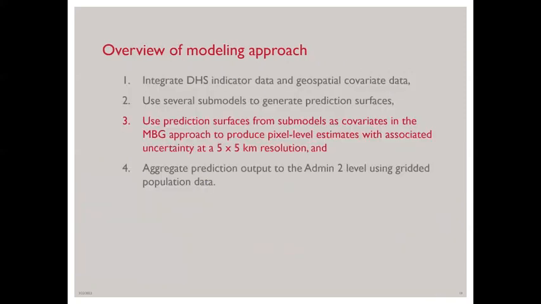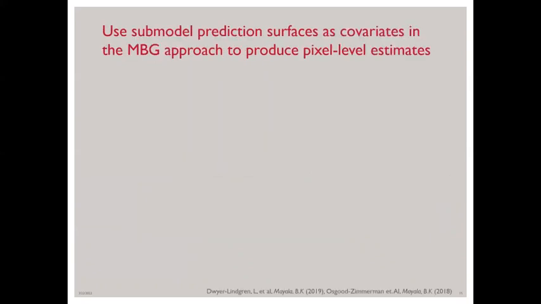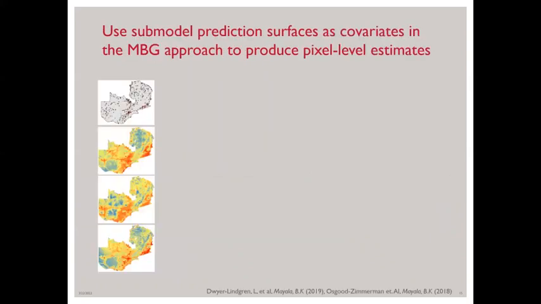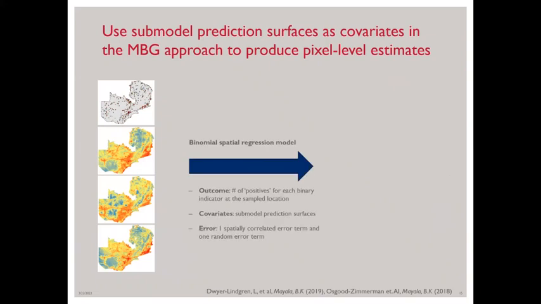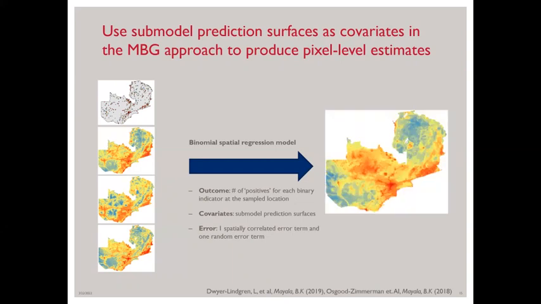Now that we have our 3 different prediction surfaces, we use these as covariates in a final model to produce the final pixel level estimates. We use a binomial spatial regression model where the outcome, or the number of positives for each binary indicator at each cluster, is modeled as a function of the covariates, which here would be the 3 different submodel prediction surfaces. And we have both a spatially correlated and random error term. This results in the final model output, which is shown on the right.